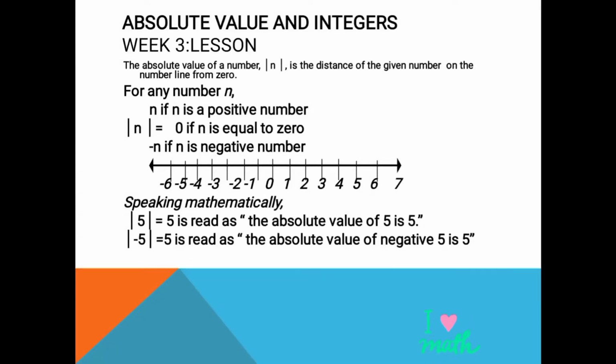Number on the number line from 0. For any number n, if n is a positive number, for example, you will have positive 1, positive 2, positive 3, and so on, or even without the sign, it is all considered as positive number. 0 if n is equal to 0, and negative n if n is a negative number, negative 1, negative 2, negative 3, and so on. Example, speaking mathematically, the absolute value of 5 is equal to 5, and here the absolute value of negative 5 is equal also to 5.